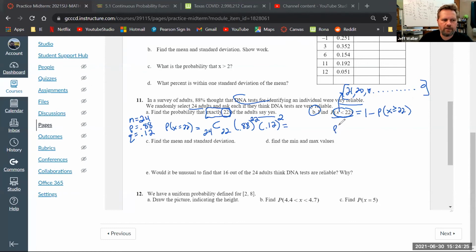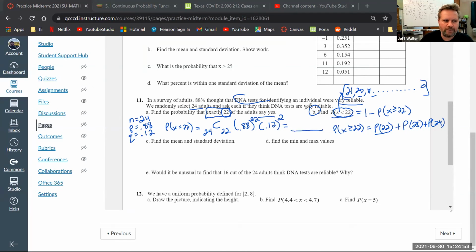So if I can calculate the probability x is greater than or equal to 22, now why is that less work? Because what's the only stuff that's greater than or equal to 22 in this problem? 22, 23, and 24. That's it, because that's as many people as I got, right? So that's a lot less work than 21, 20, 19, 18, 17, 16, 15.